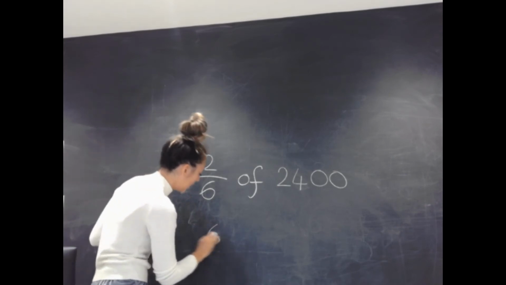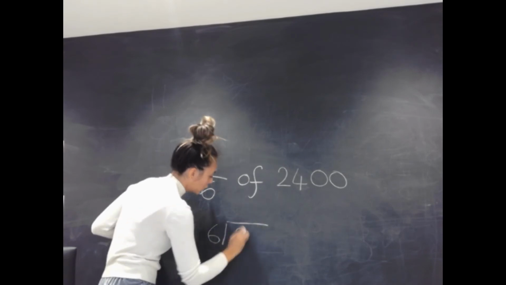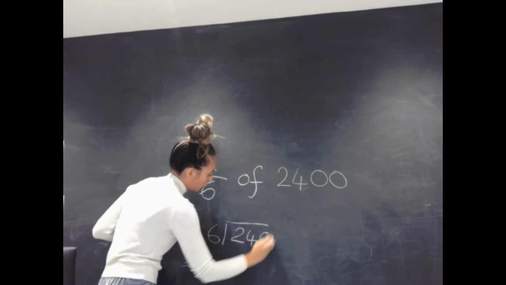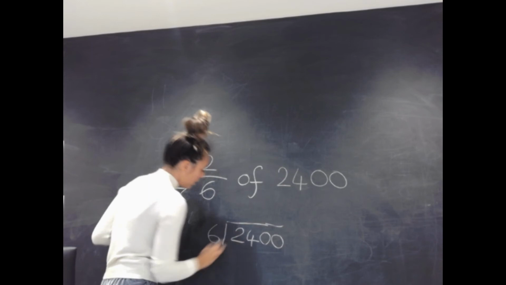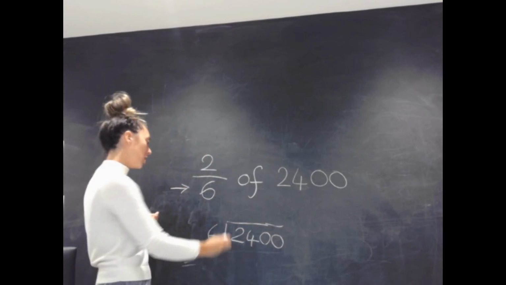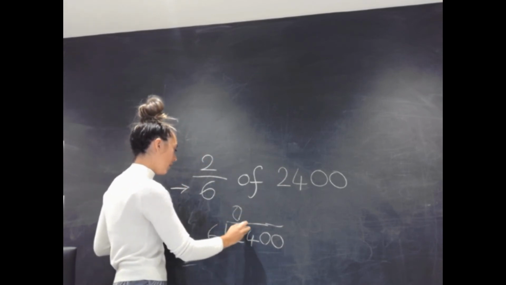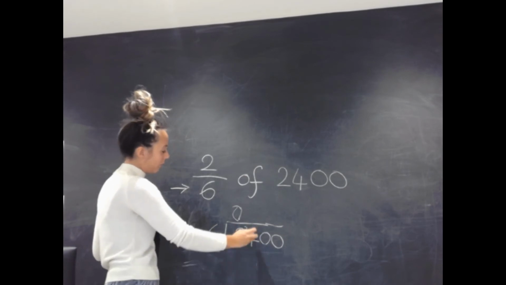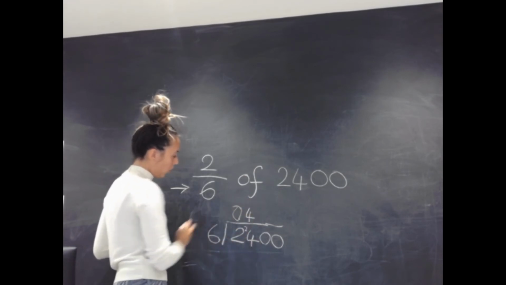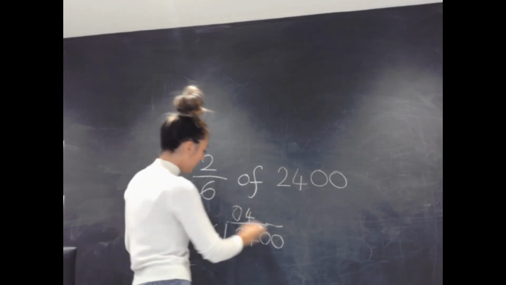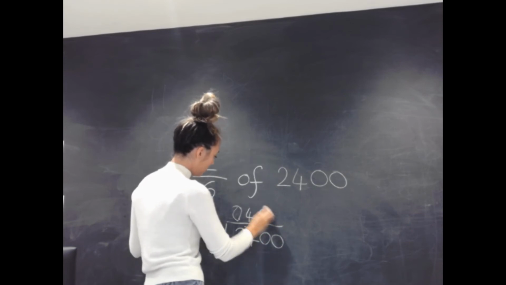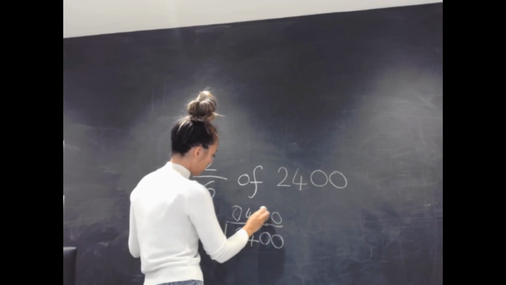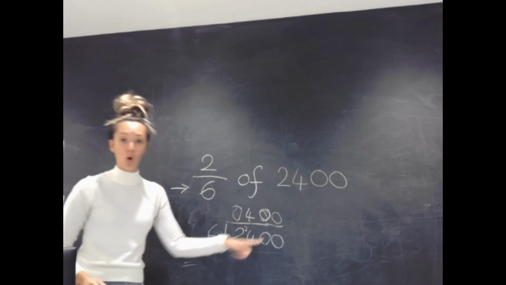So I've got 6 going into 2400. Okay? So how many 6's go into 2? 0. How many 6's go into 24? 4. How many 6's go into 0? 0, 0. So my answer is 400.